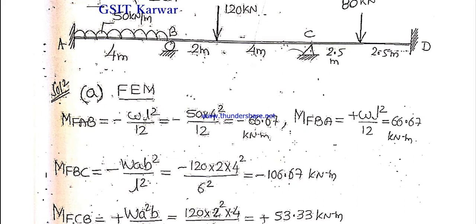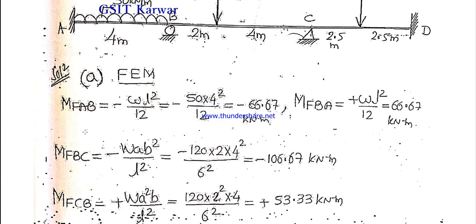Similarly, calculate fixed end moment for span BA. AB is over, again you can calculate BA. That means AB and BA. Okay, here the formula is same but the sign convention is positive, so you can substitute the data and calculate the answer. You are getting 66.67 kilonewton meter.